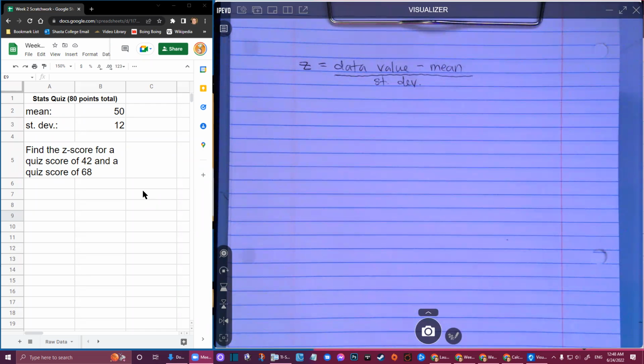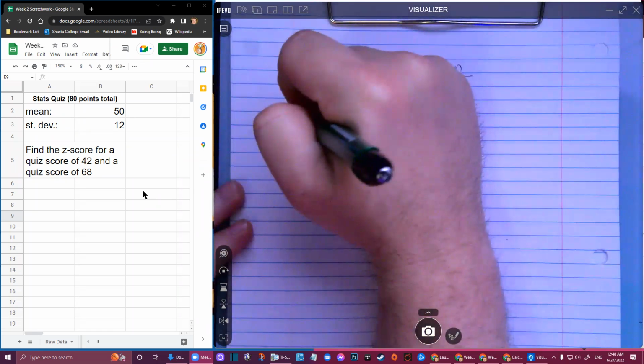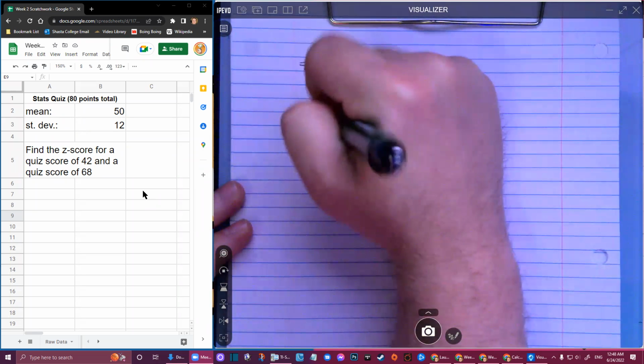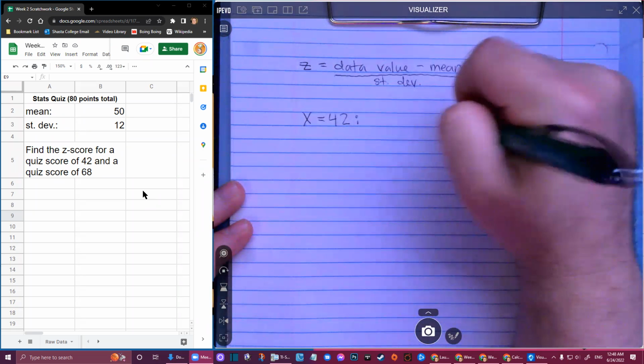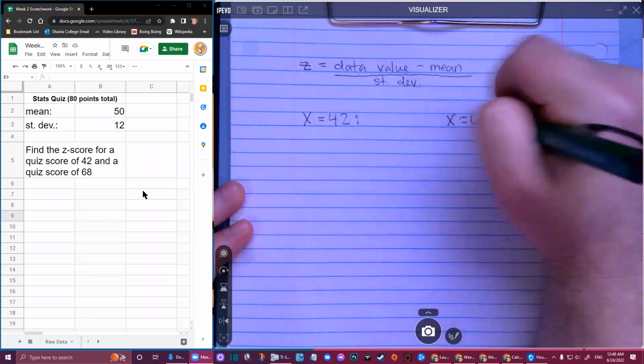In this case, we need to do two different calculations because we were given two different data values. So we were given an x value, or a data value, of 42. So that's one calculation. And then we were given an x value of 68. So that's a second calculation.